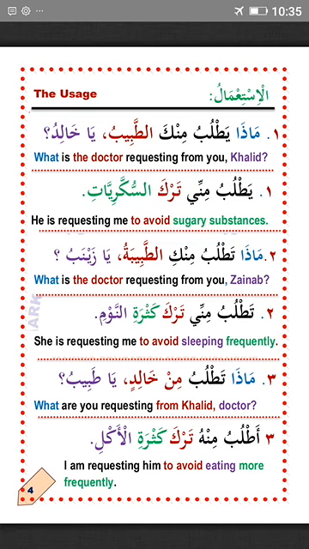She is requesting me ترك to avoid كثرة النوم sleeping more frequently.